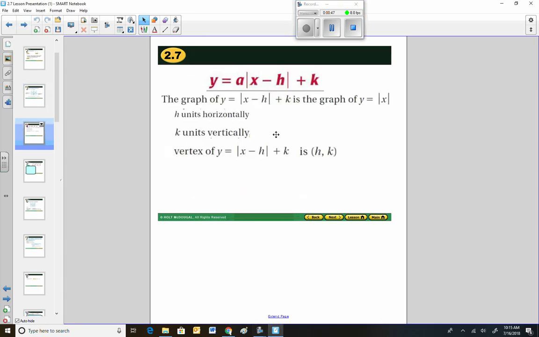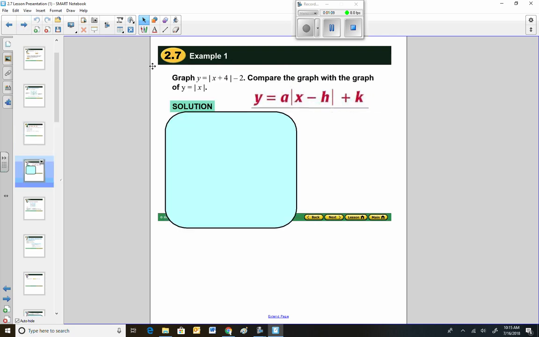When you transform this, sometimes you're going to see numbers right next to the x inside the absolute value, which will cause it to move right or left. And then sometimes you'll see numbers outside the absolute value that will say plus a number or minus a number, and that will cause the absolute value graph to move up or down. So this is what we're going to take a look at.